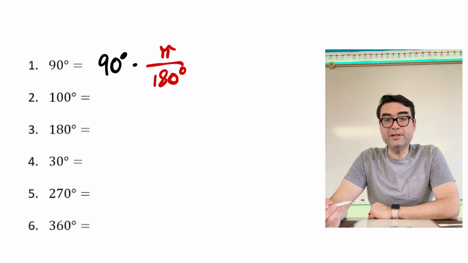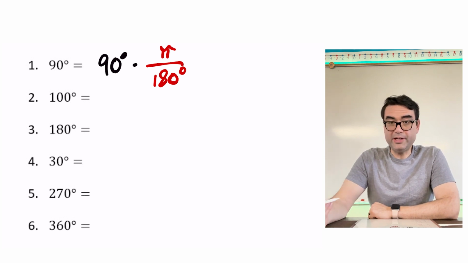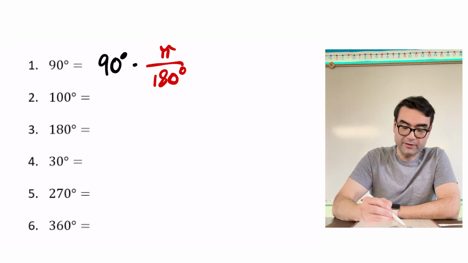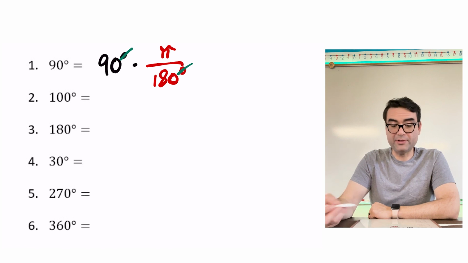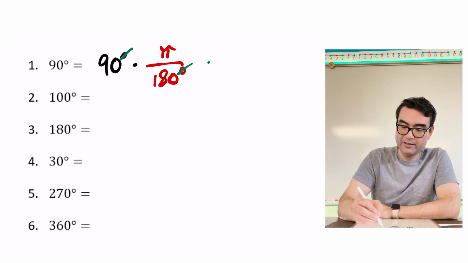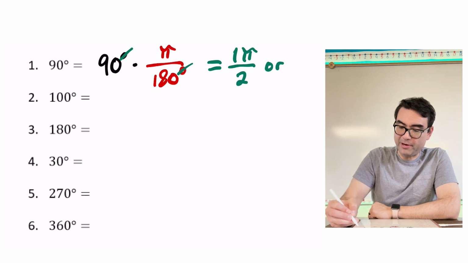So what happens here is the units of degrees are going to cancel because we're multiplying by a degree unit and dividing by a degree unit, so they cancel. And then 90 over 180, that's half, right? 90 out of 180 is half. 90 goes into 180 2 times, so this would be equivalent to 1 over 2. So this would be 1 pi over 2, or we just say pi over 2.